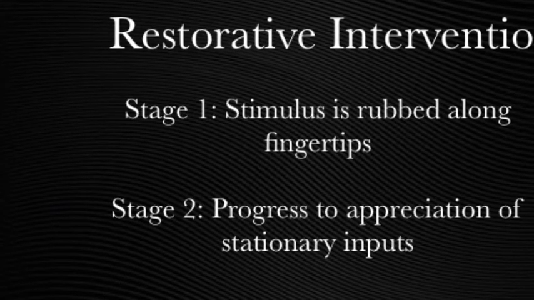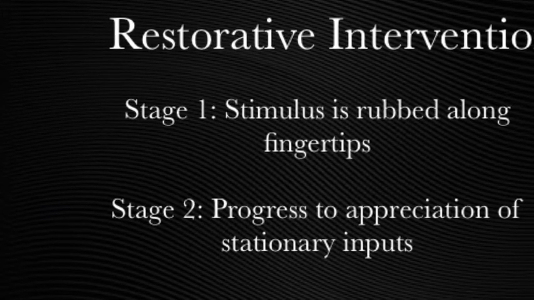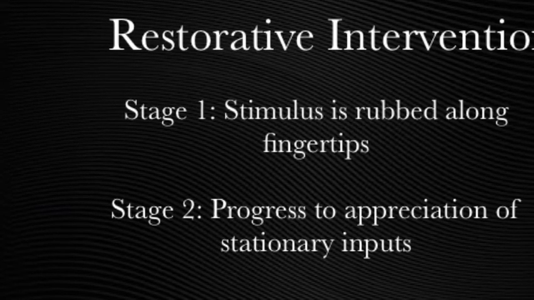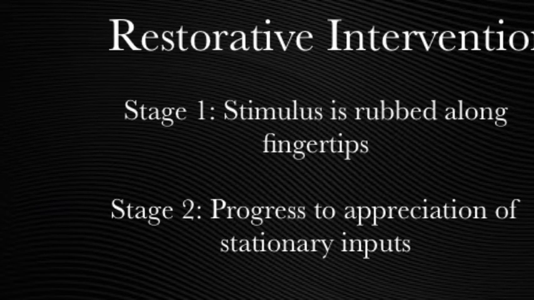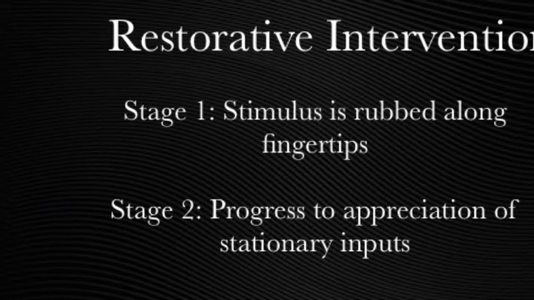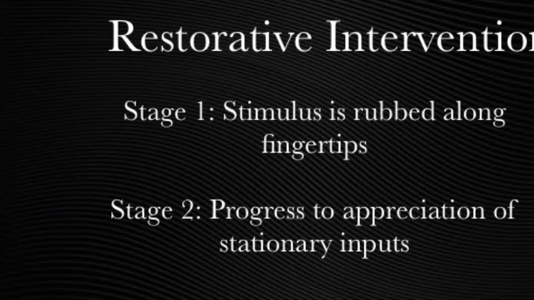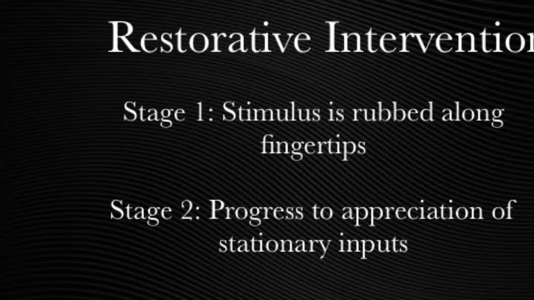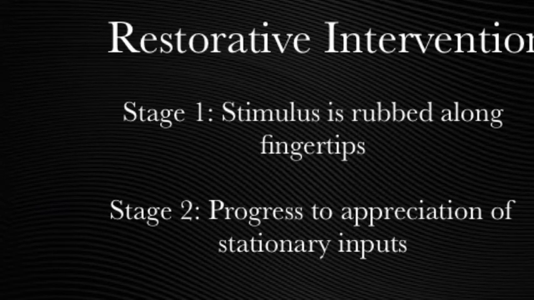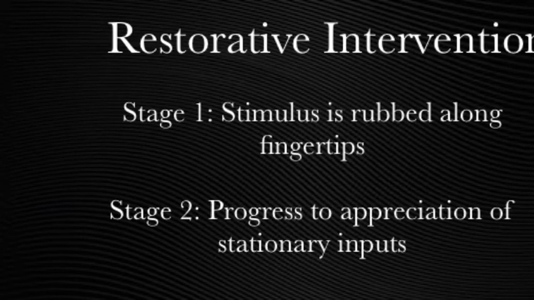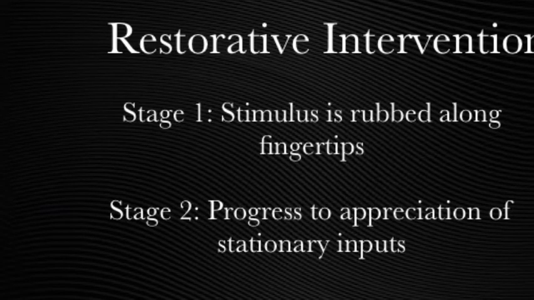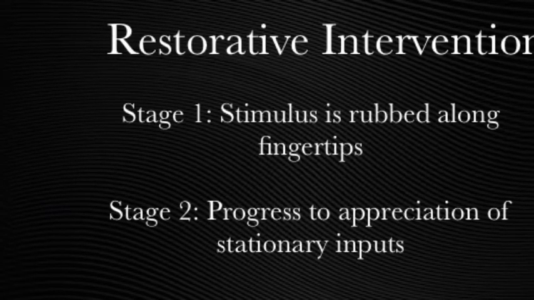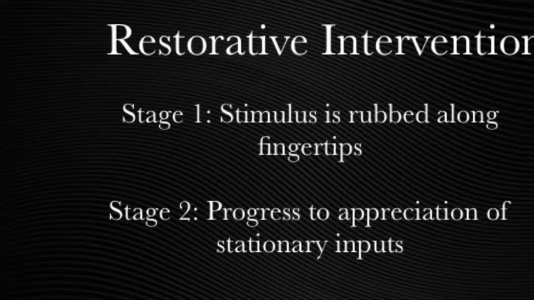There are two approaches to treating tactile agnosia, restorative and adaptive. The restorative approach posits that the brain can recover sensory function over time through reorganization and neuroplasticity. By providing appropriate stimulation to the finger receptors, tactile sensation can be improved. In stage 1, a stimulus like Velcro is moved along the fingertips until the client is able to appreciate the stimulus. In stage 2, the client progresses to appreciation of stationary tactile inputs required for holding tasks.